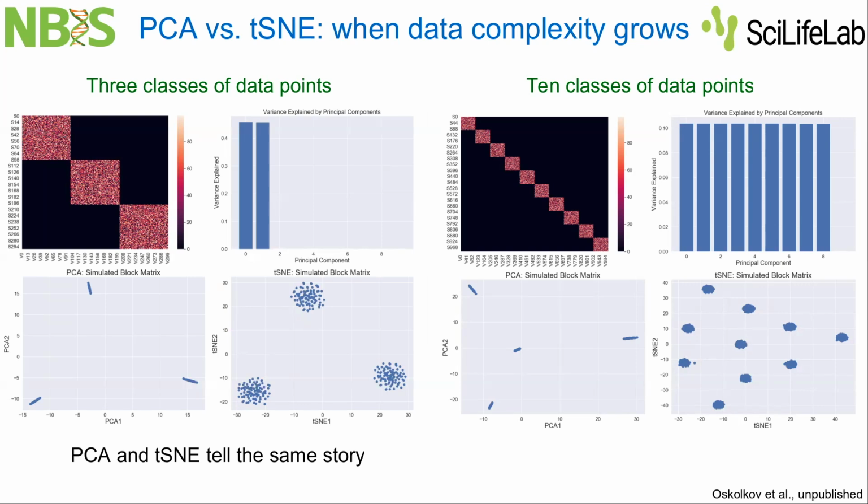In PopGen, people typically work with a few human populations. That's why PCA is kind of good enough for PopGen analysis. While for single cell, we are used to working with 10 or 50 populations if we are talking about big atlases. So that's one explanation why TSNE can be more informative than PCA for single cell data.